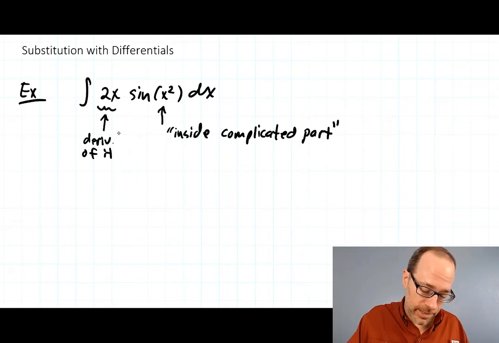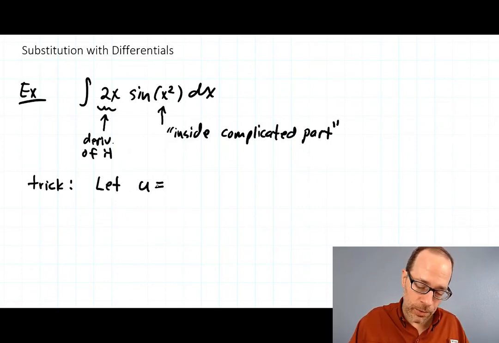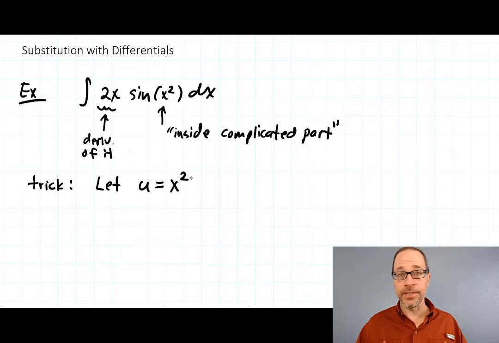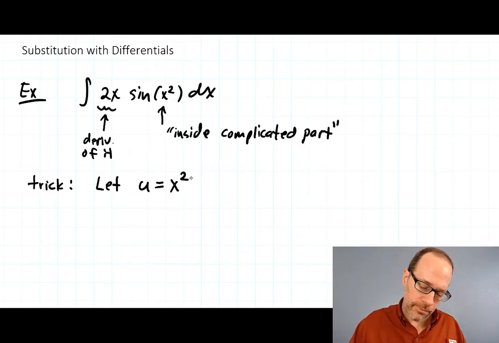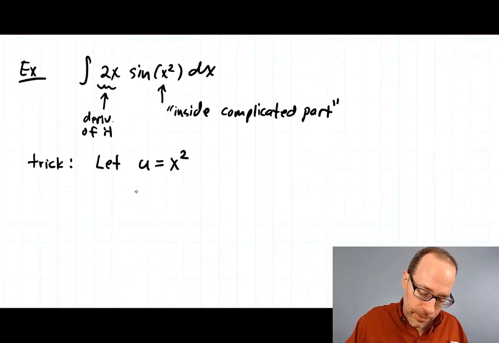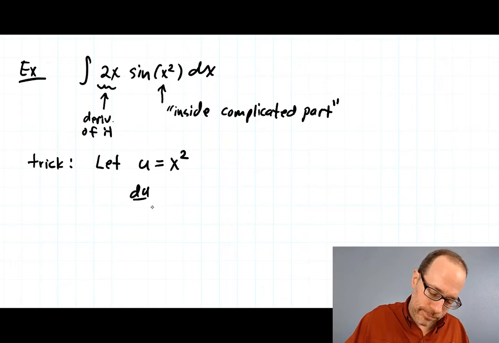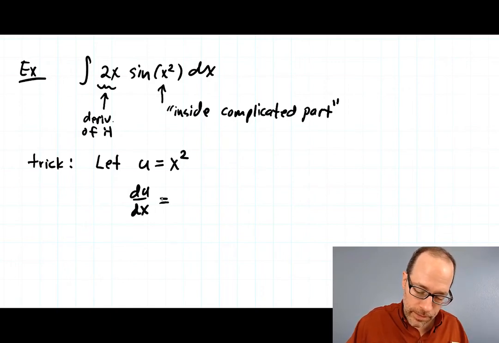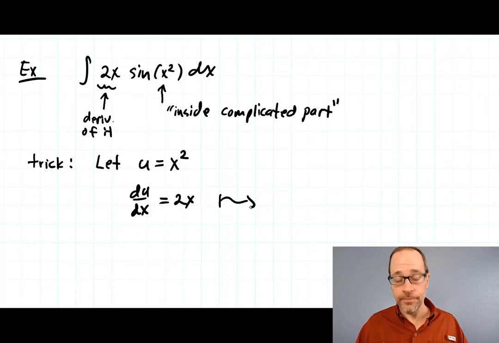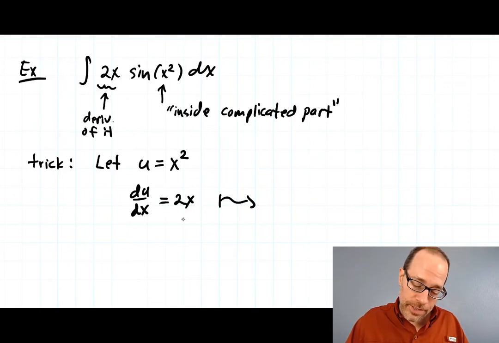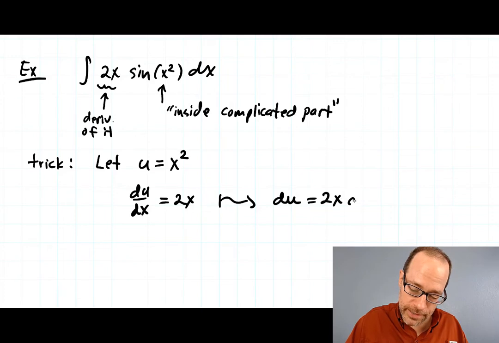But anyway, the trick is this. When you see a setup that looks like this, you can make a substitution, and you let u be the function x squared. This is the substitution. And then you take the derivative, du dx, you get 2x, and this is the part that's called the differential. You move the dx to the other side, you get du equals 2x dx.